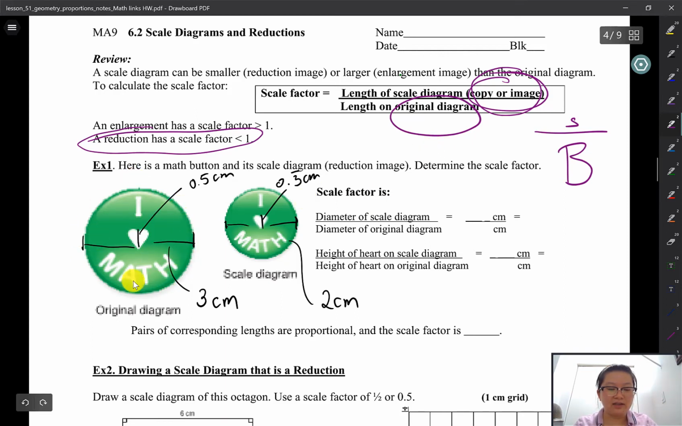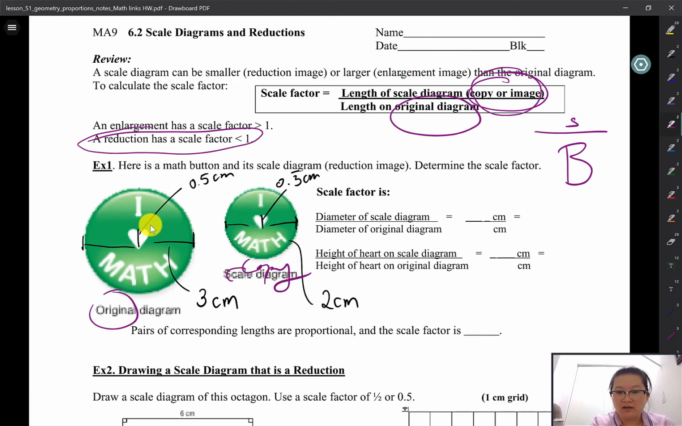Imagine this pin. I love math. It could be whatever. I love science. I love board games. It's a pin, imagine in real life, that's the size. But on a sheet of paper, we don't want to waste that much ink, so we're going to scale it down to this size. So this is the original. This is the copy. Okay, so then we're going to do some math here. To find the scale factor, we're going to figure out how each of these corresponding lengths scale down.